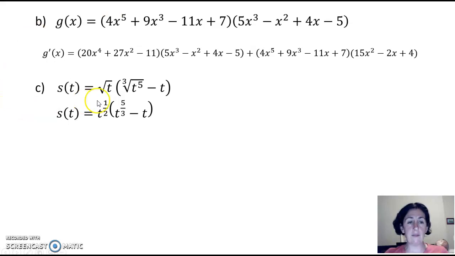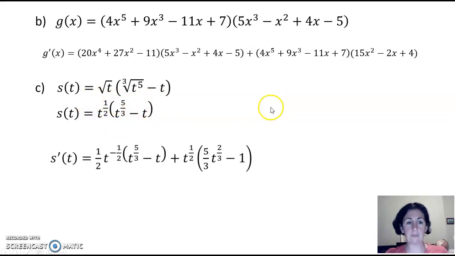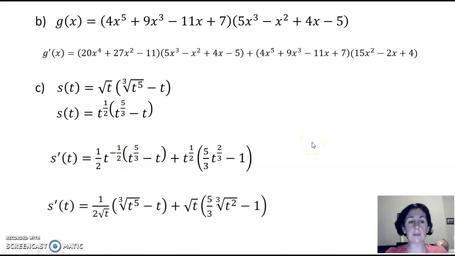And so now we have variable times variable. Let's use our product rule: derivative of the first times the second plus the first times the derivative of the second. And we can actually leave our answer just like that. But if you want, you can get rid of the negative exponent and put the answer back into radical form.